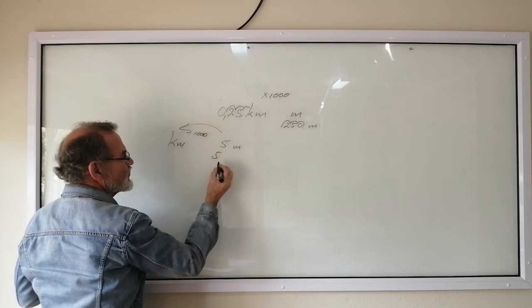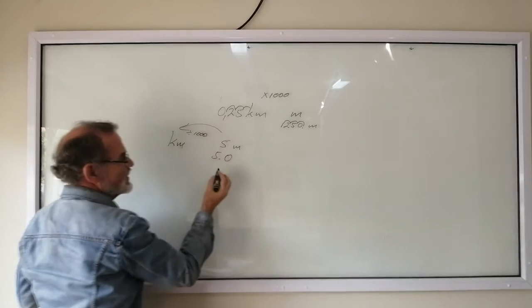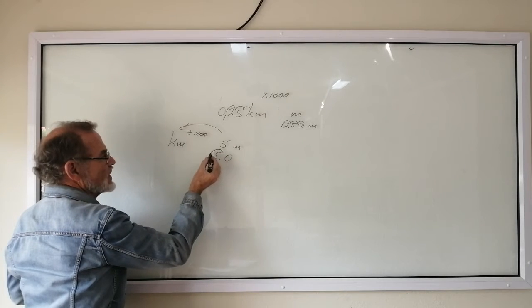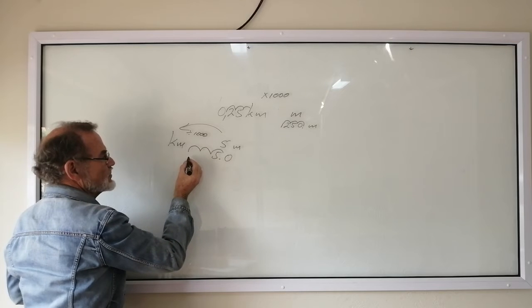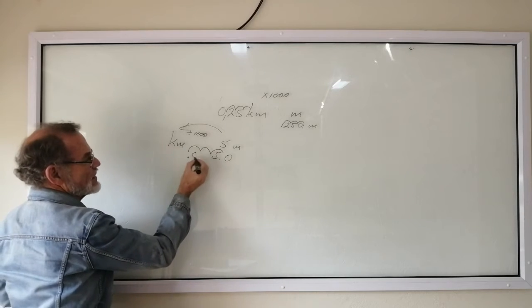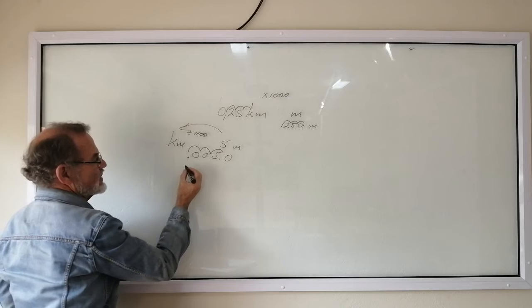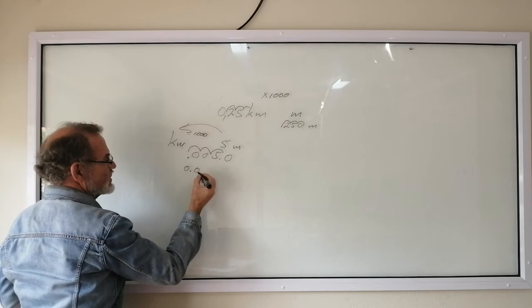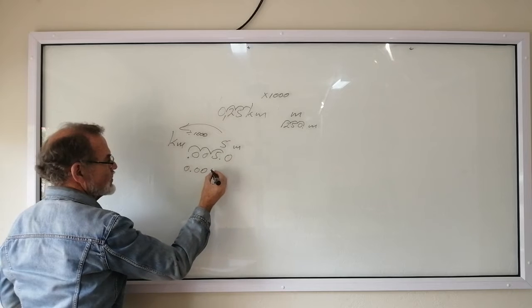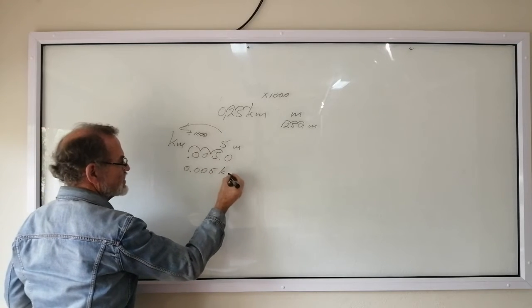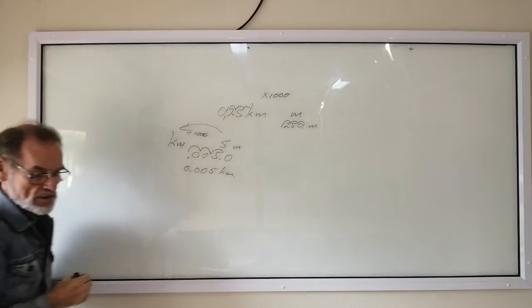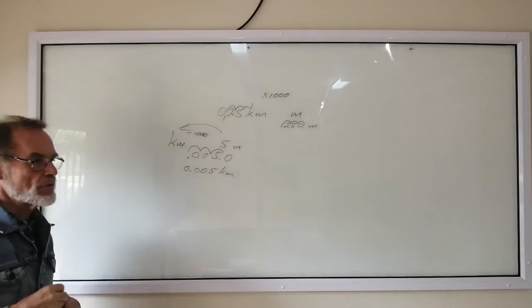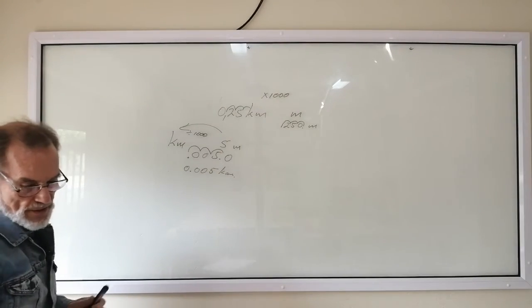5 divided by 1,000, your decimal point is there. Divide by 1,000, 1, 2, 3. Your decimal point is now here, and there's a 0 there and a 0 there. So this is equal to 0.005 kilometers. So if you divide, you just have to move your decimal point.